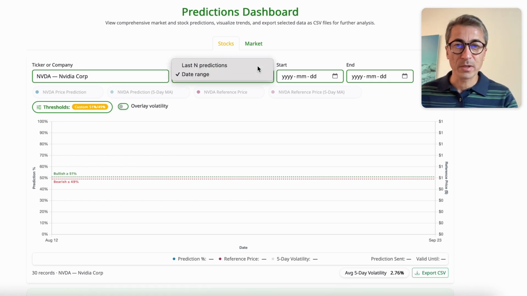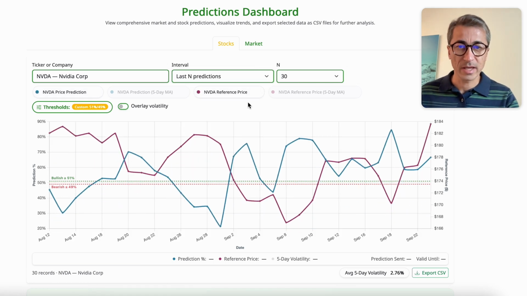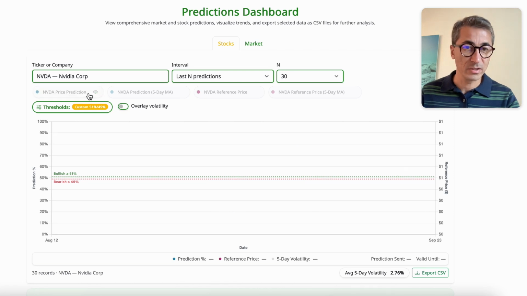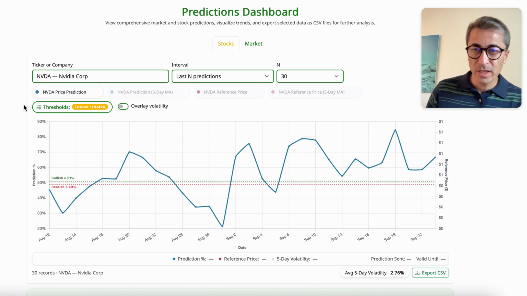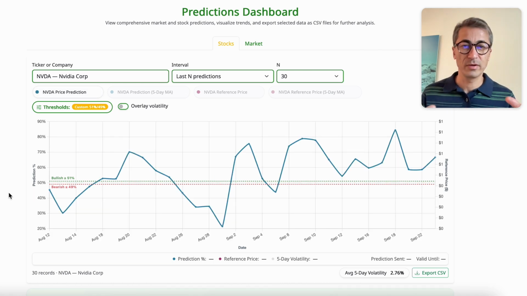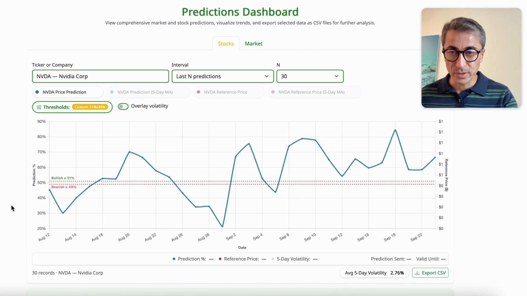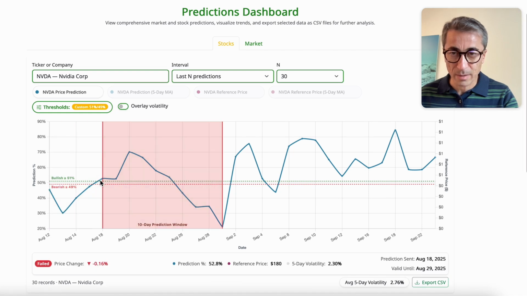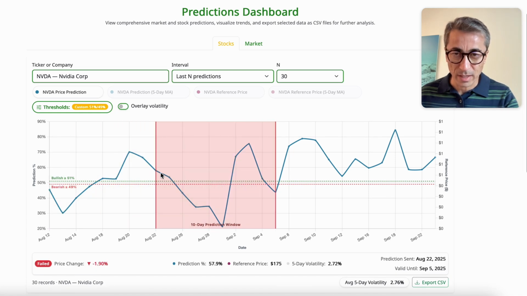But for simplicity, I'm going to go for the last n predictions, and in this case we are seeing the predictions for the last 30 business days, excluding weekends and market holidays. So I'm going to click on this one here, and the blue line here is showing the prediction trend for the last 30 market days. As you see here, in the beginning, the prediction starts as a bearish one, then it goes further down and up again, up again, up again, and it goes down.